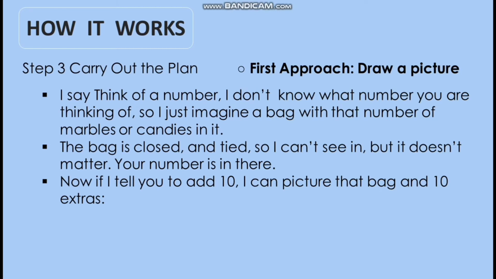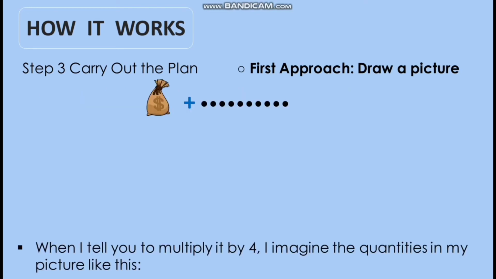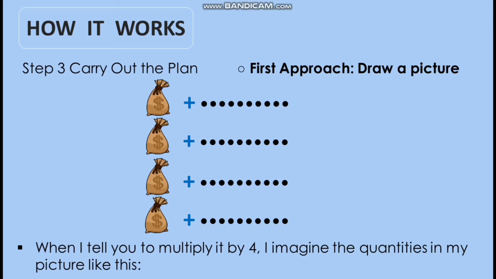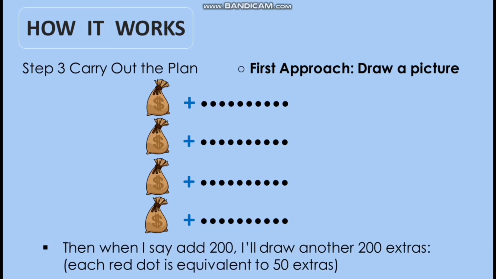So, yung first step natin, meron tayong isang bag which represent your number plus 10 na black dots. Next, when I tell you to multiply it by 4, I imagine the quantities in my picture like this. So, magta-times 4 lang siya. Kaya, magiging 4 na yung bag of your number and 4 na 10 black dots. Then, when I say add 200, I'll draw another 200 extras.